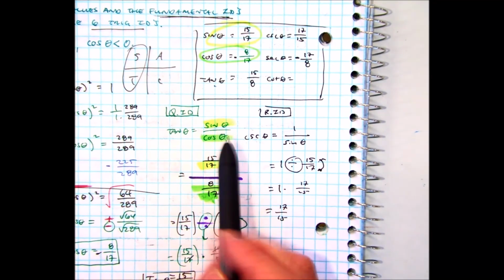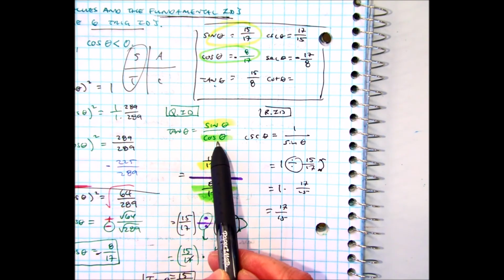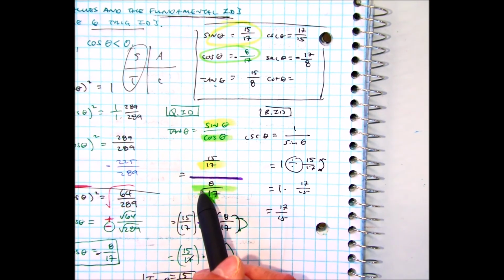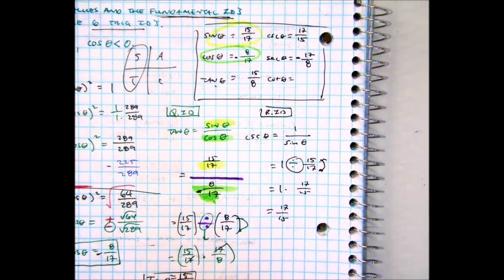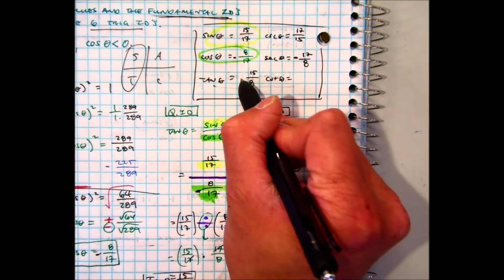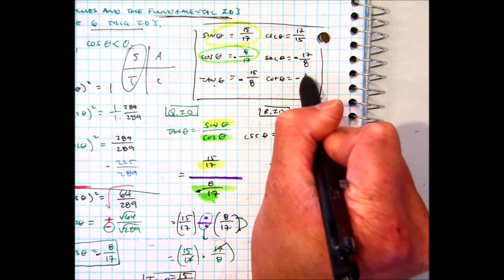There's my mistake. Cosine should have been negative. So I have a positive divided by negative. That should be negative 15 over 8. And that'll give me negative 8 over 15.